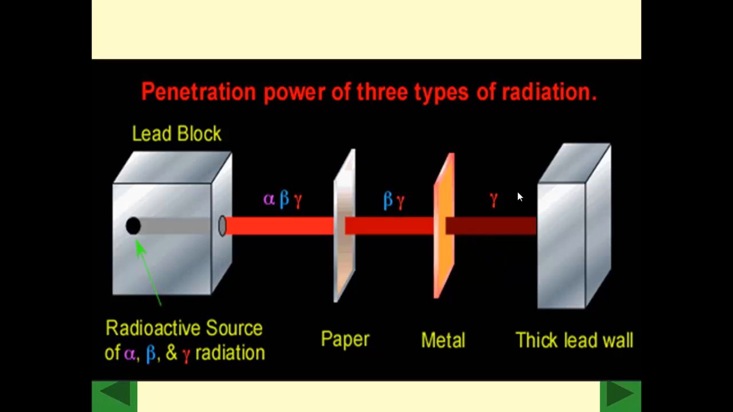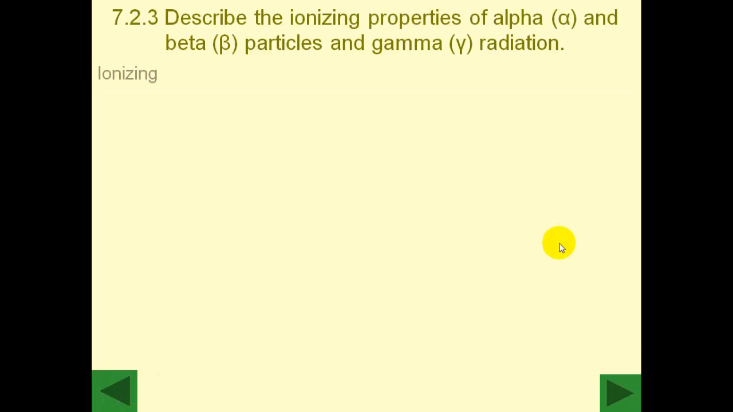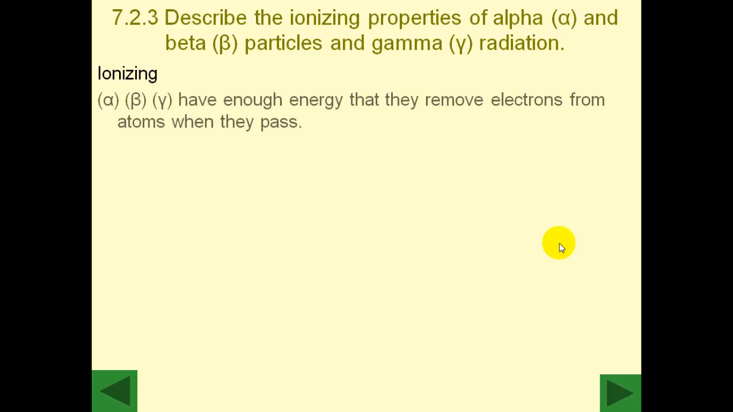Here we have another graphic to show this. Alpha, beta, gamma. Only beta, gamma get through the paper. Only gamma gets through the metal, and with a thick lead wall, gamma can be stopped. The ionizing properties. Alpha, beta, gamma have enough energy that they remove electrons from atoms when they pass, so all three are ionizing.